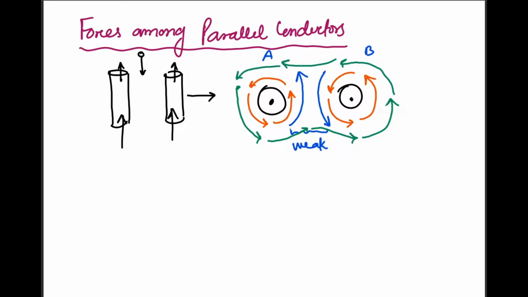Right? So the center part of the magnetic field is weak because they are acting against each other. But the outer part of the magnetic field is strong. They are strengthening each other because they are moving in the same direction. Or the outer loop is in the same direction and the central loop is in the opposite direction.